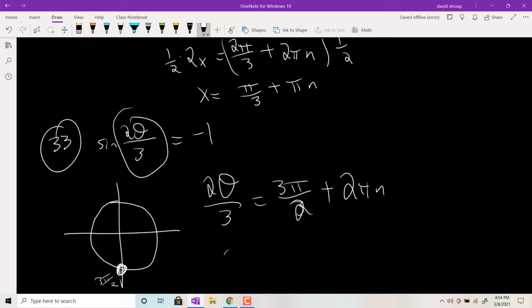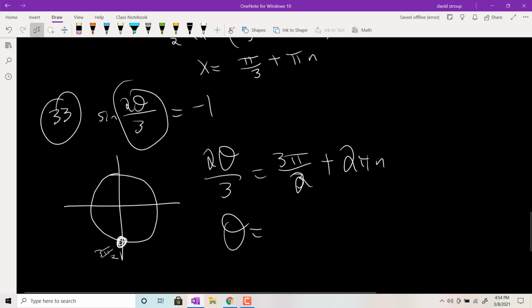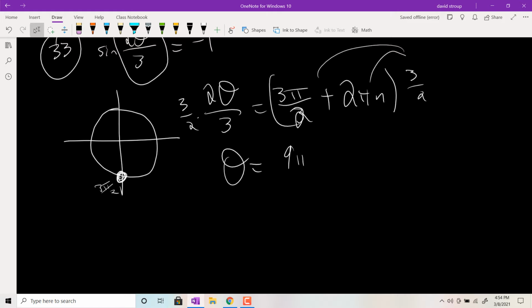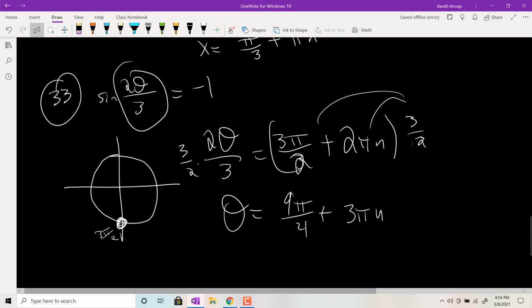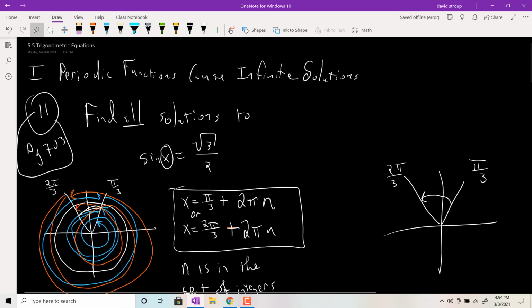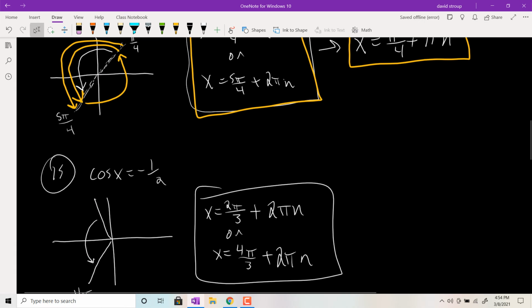So for theta equals, what you're going to do is multiply both sides by 3/2. Distributing, you'll get 9 pi over 4 plus 3 pi n, because the 2's will cancel on the second part. Right. So these trig problems aren't that hard. I could barely call them equations, right?